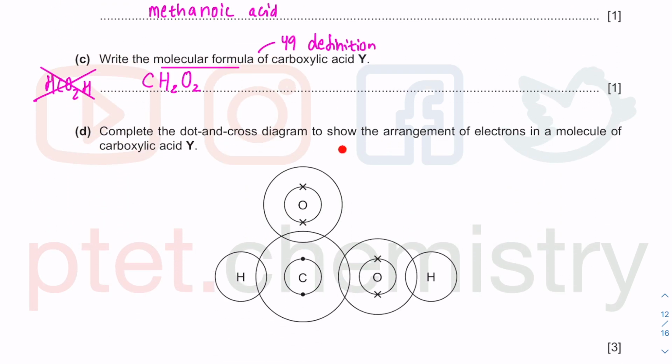Now complete the dot and cross to show the arrangement of electrons. For 3 marks, you have to think about this diagram. Part of it has been drawn for you. This is the inner shell. We do not use the inner shell for bonding. Carbon has 4 outer shell electrons. They will form 4 covalent bonds by sharing 4 electrons. Oxygen has 6 outer shell electrons. They will form 2 covalent bonds by sharing 2 electrons to complete the outer shell. Hydrogen has only 1 electron in the outer shell, but the first shell can only accommodate 2 electrons maximum.